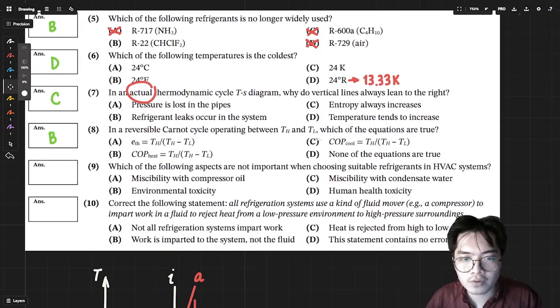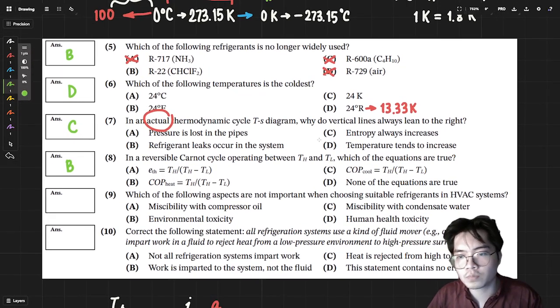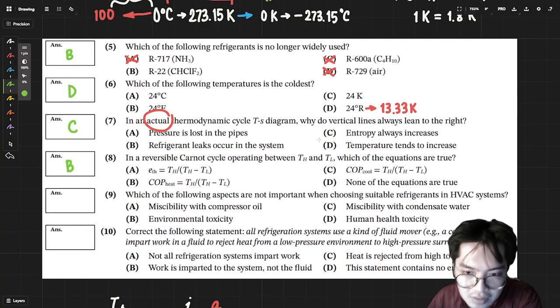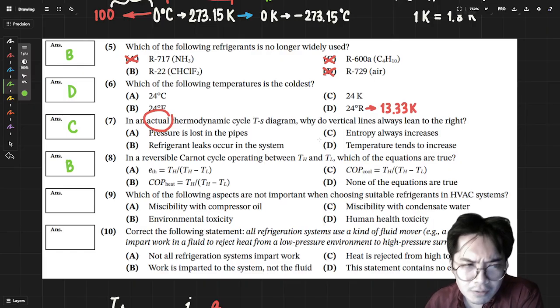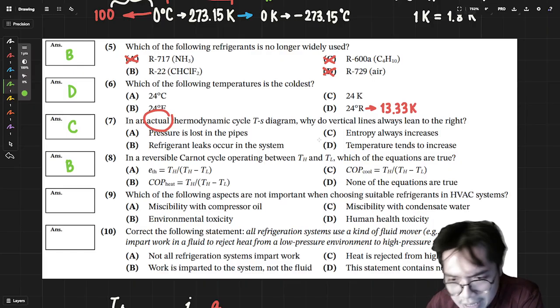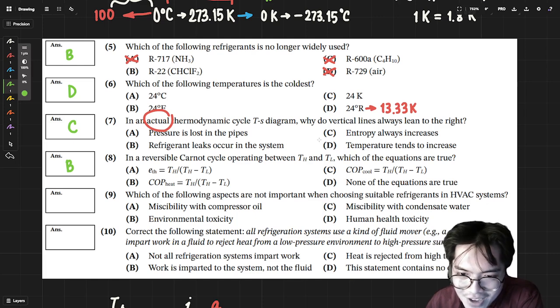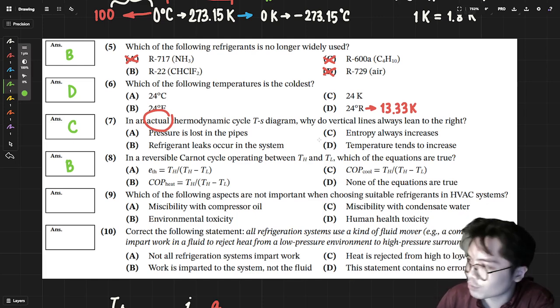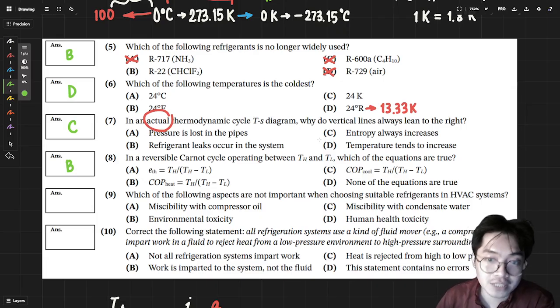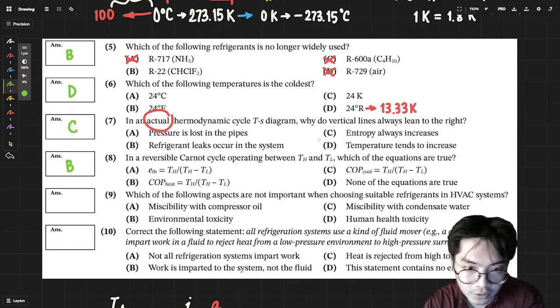Number 9, which of the following aspects are not important when choosing suitable refrigerants in HVAC systems? I will tell you right now, the answer is not letters A, B, or D. Some people answered letter D, which means I'm so sorry. Why would you choose something that is toxic? The answer is letter C, miscibility with condensate water.